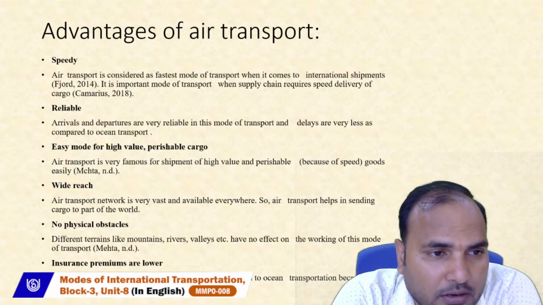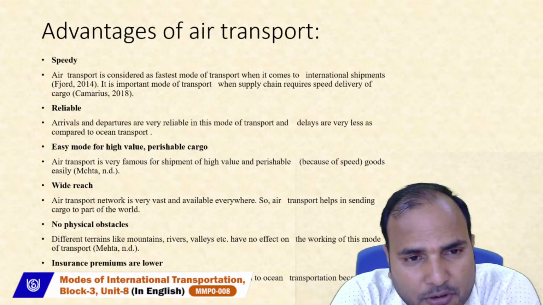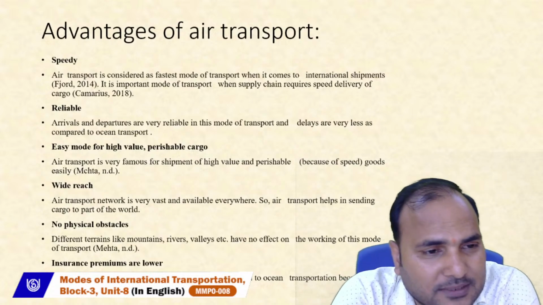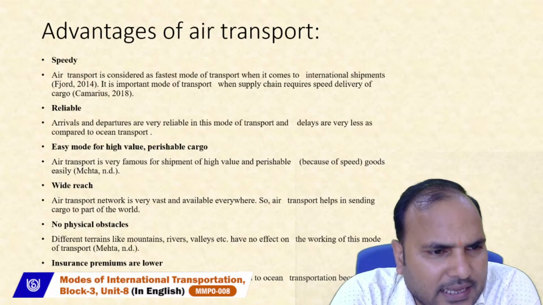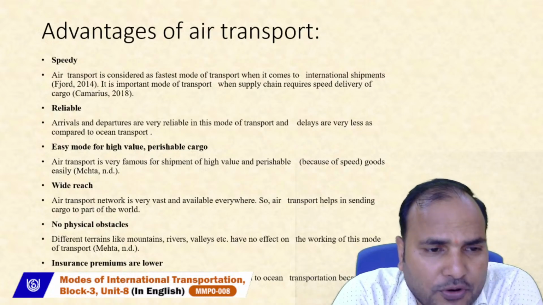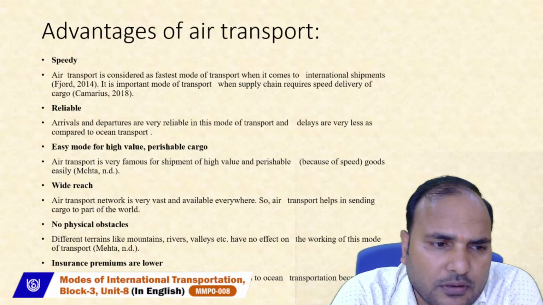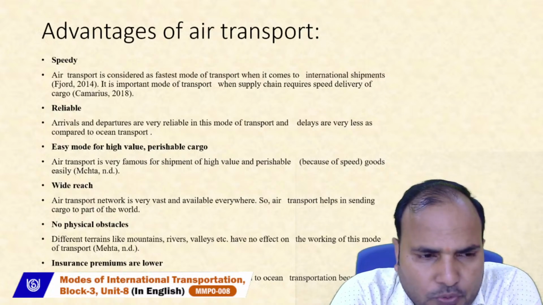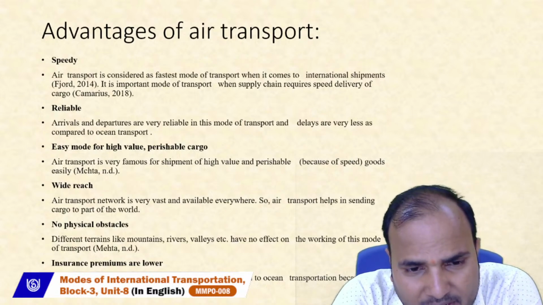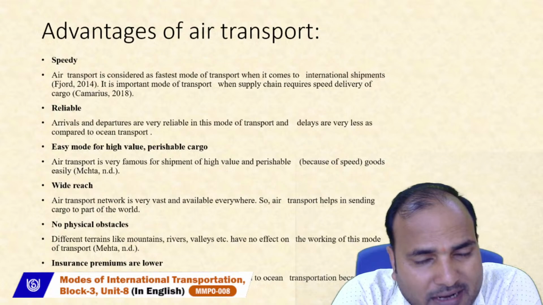Second is reliable. Arrivals and departures are very reliable in this mode of transport, and delays are very less as compared to ocean transport. It is an easy mode for high value and perishable cargo. Air transport is very famous for shipments of high value and perishable goods, and a wide reach is also possible. The air transport network is very fast and available everywhere. So air transport helps in sending cargo to any part of the world.